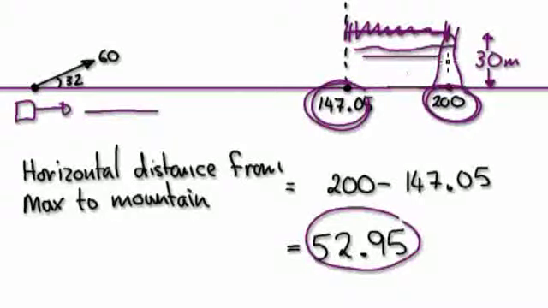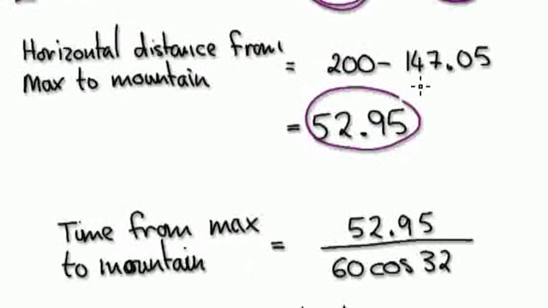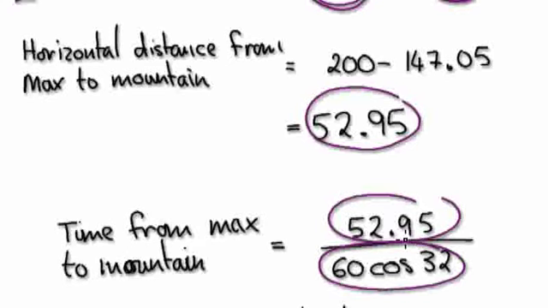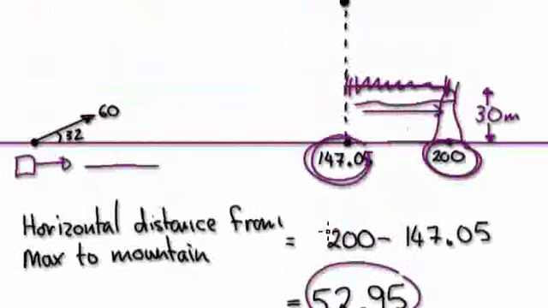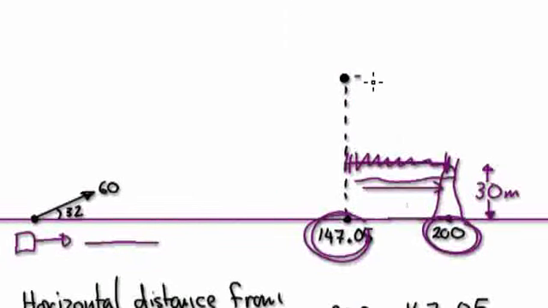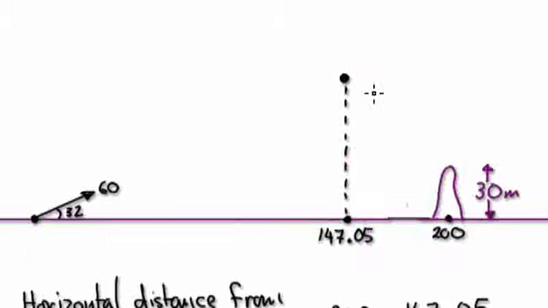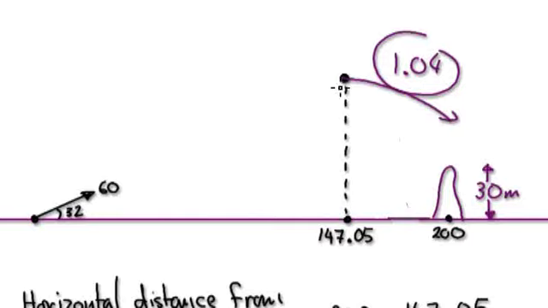Okay. So we still got to travel another 52.95 meters. Now get that divided by the speed of the car. That would tell us that, oh, it takes another 1.04 seconds to get from maximum height to the mountain. So it's going to take another 1.04 seconds to get to the mountain. But you see, in 1.04 seconds, how far would the cannonball have fallen? How far has it free fallen?